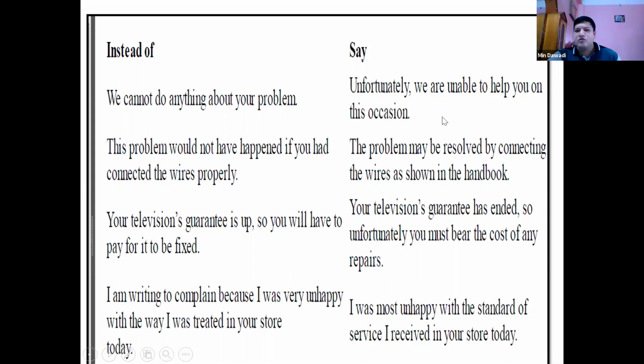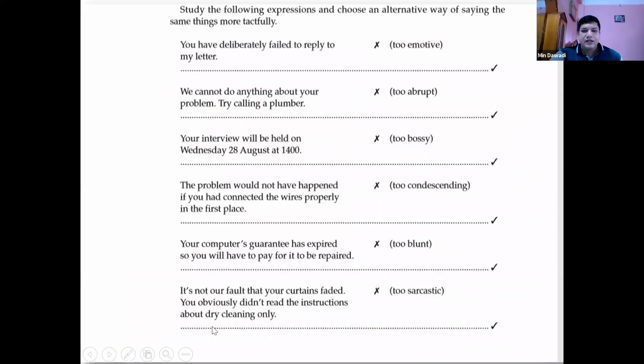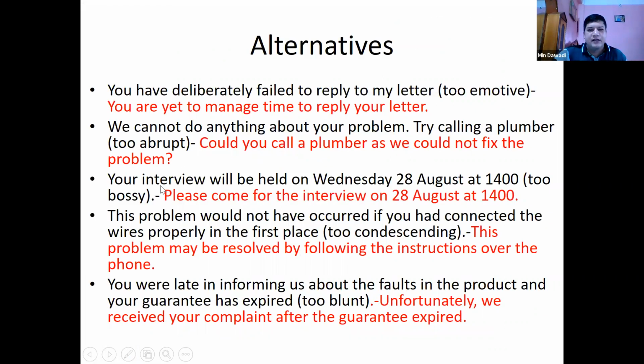There is no need for it to be exactly this. You can write the answer in your own way, but be as polite and as positive as possible, without sacrificing the meaning of the original sentence. Here are examples from the book you can use, and I have solved one or two and kept them; you can download them later. We cannot do anything about your problem. Your interview will be held on Wednesday 28 August.